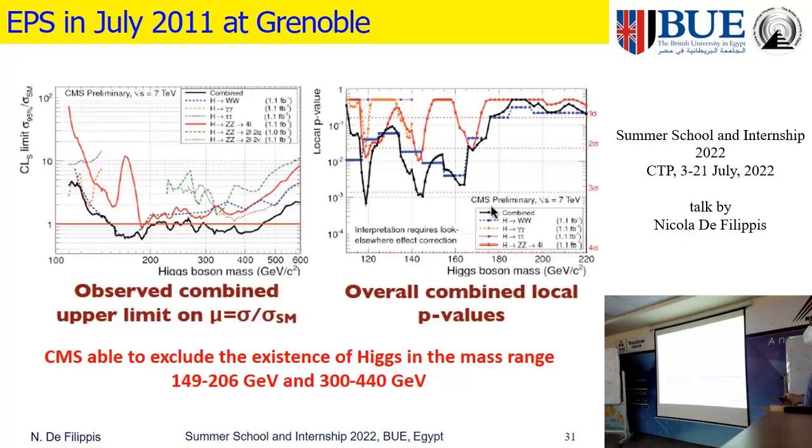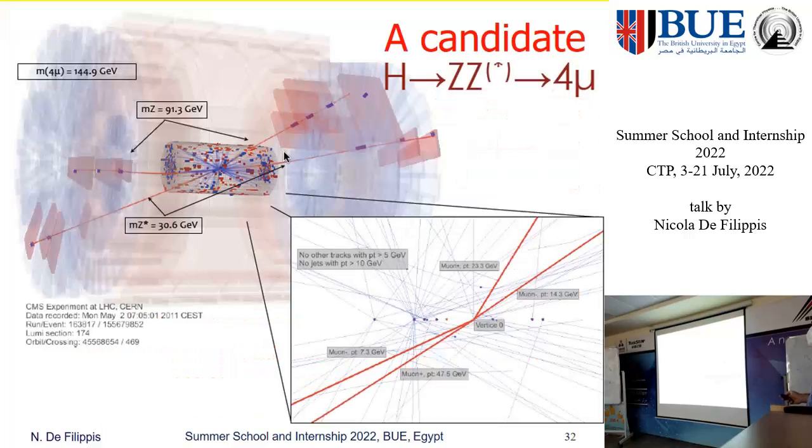But what happened? It happened that in the last year of data taking of the LHC, some potential candidates for the Higgs production appeared. So they were observed, they were not observed before. This was one of the first candidates of 4 muons that was compatible with a Higgs particle with a mass of 145 GeV. It was just the first candidate.